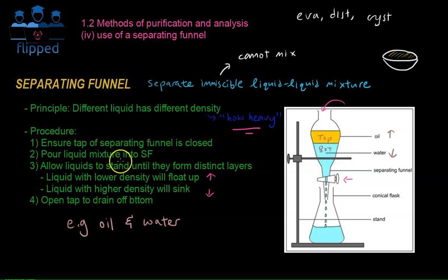So then what happens is that you open the tap to drain off the bottom layer. When you open this tap, all the water will flow to this conical flask here. And when it reaches this point here, you will close the tap and you will have yourself an oil layer in the separating funnel, and a water layer in the conical flask. And that's how you separate immiscible liquid from each other.